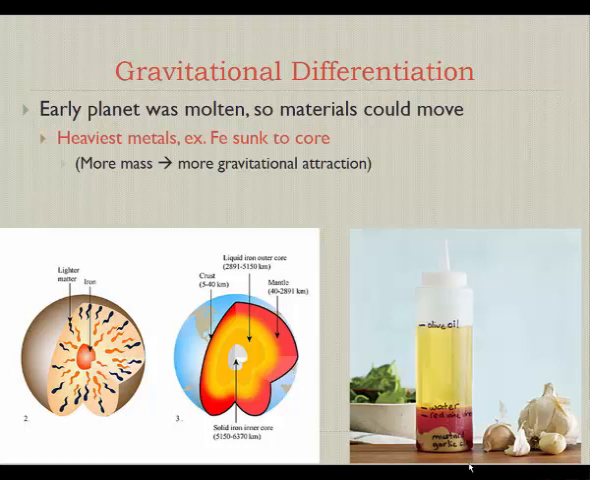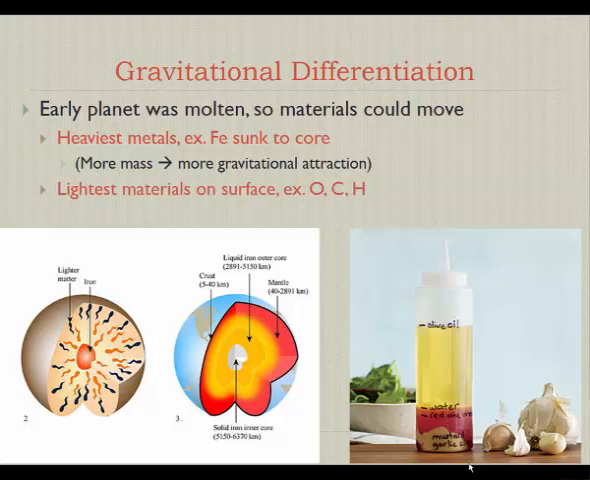And as materials were moving around, the heaviest materials, things like metals, including iron, but also things like gold or silver or platinum, these things were a little heavier. They contained more mass than other elements, and so they were pulled a little bit more tightly towards each other through gravitational attraction, and as a result, they sunk down towards the center of the Earth.